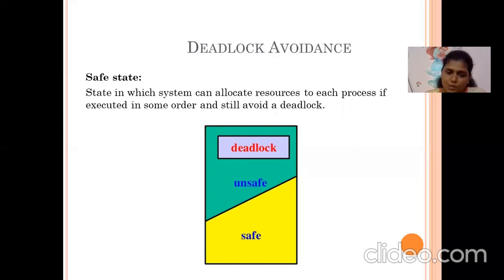Now you can observe in this diagram that if the system is in the safe state, there are no chances of deadlock. If the system is in an unsafe state, there might be a deadlock. It is not compulsory that if the system is in an unsafe state, there is a deadlock. It is not compulsory, but there are chances that the system may lead to deadlock if it is in an unsafe state. Okay, clear with this?